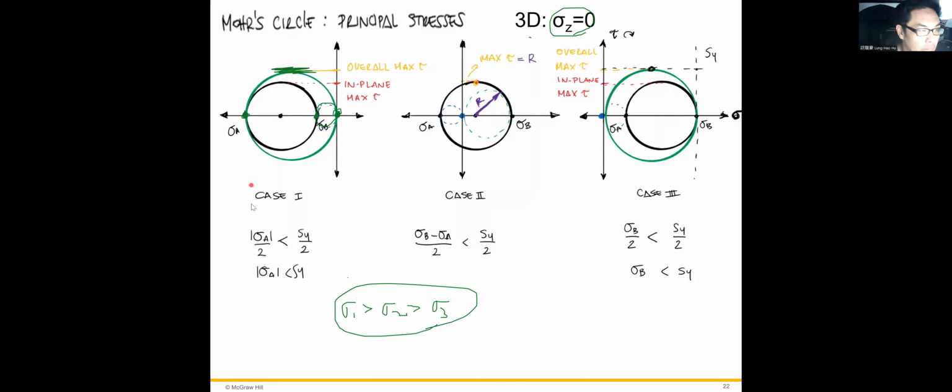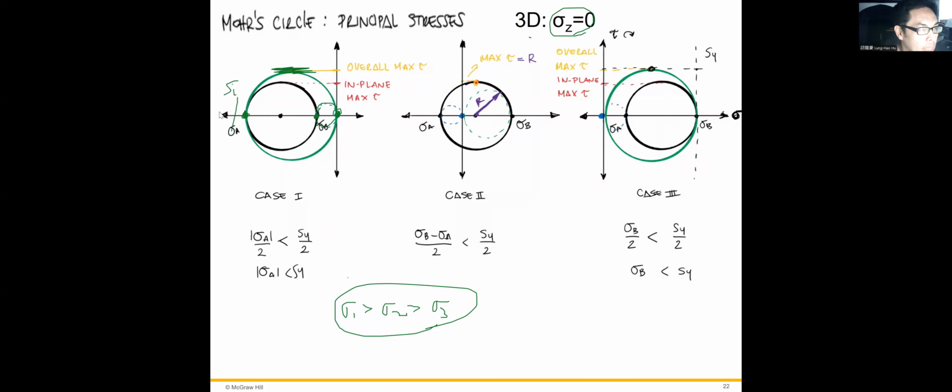Okay, therefore we say half of sigma A is smaller than half of the yielding stress. Therefore, the absolute value of sigma A has to be smaller than the yielding stress, right? So this is the maximum shear stress, and this is the yielding stress. The limit somewhere should be here. Okay, we say the yielding stress should be here.